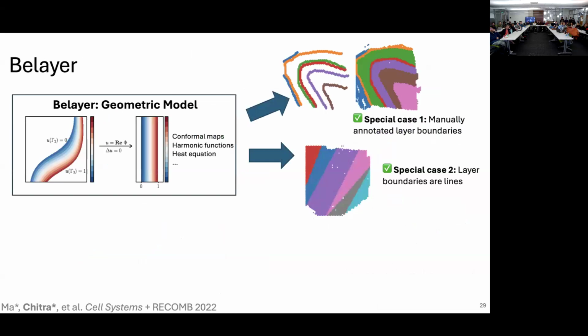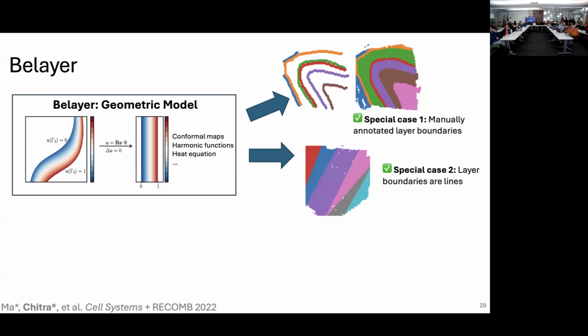And so to summarize, this is our algorithm, the layer. We published it a couple of years ago at RECOMB and here at Cell Systems. And using this geometric model of these conformal maps and by solving this heat equation, we could identify this layered structure and these gradients for tissues in these different regions of the brain.